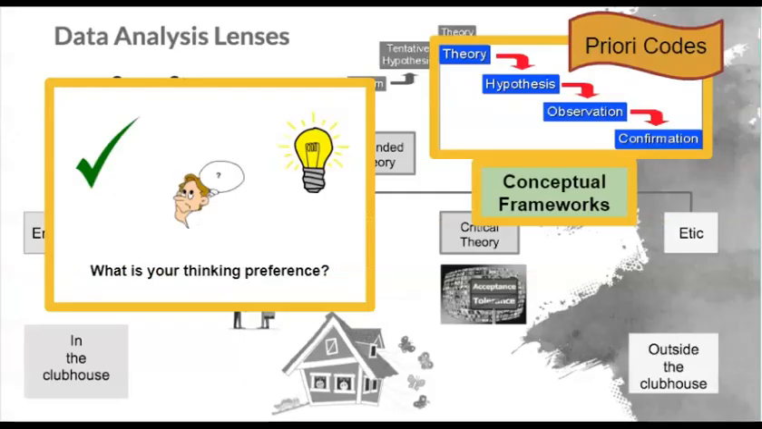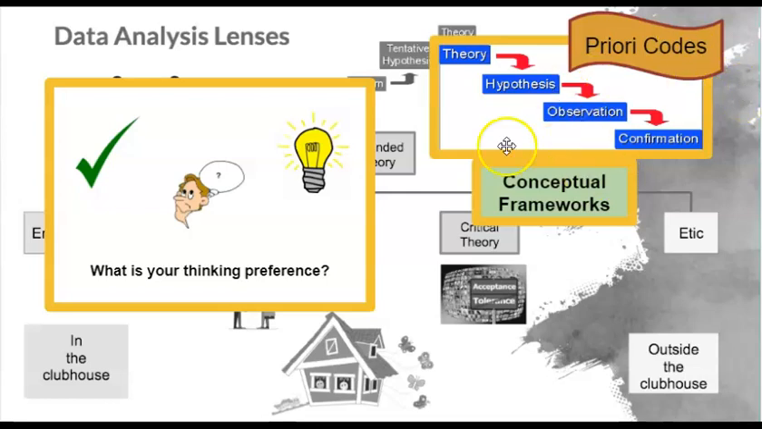Another type of lens that we can go through is the conceptual framework lens, where you already have a theory or a conceptual framework, and then you're going to use that to analyze the data. So, for example, one of my theories is that people have different thinking preferences. So I might then collect information from people about their thinking preferences or about learning in general, and then I might organize that according to the three thinking preferences that I've already identified.